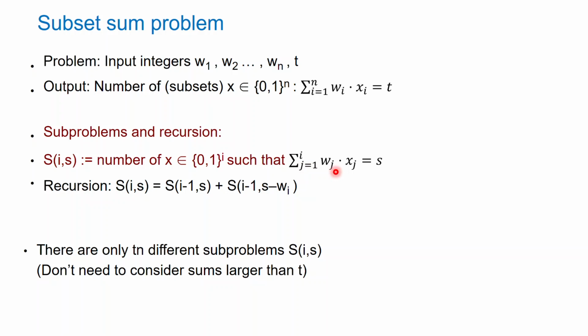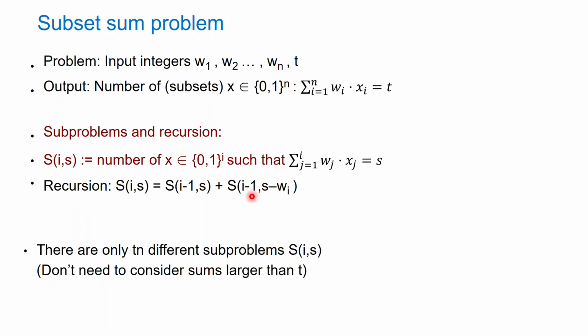And reasoning as before, we obtain the following recursion, that S(i, s) is equal to S(i minus 1, s). That's the case in which you're not even using the weight wi, or plus S(i minus 1, s minus wi). This is the case in which you are using the weight wi, and then you need to get to s minus wi using the first i minus 1 weights.